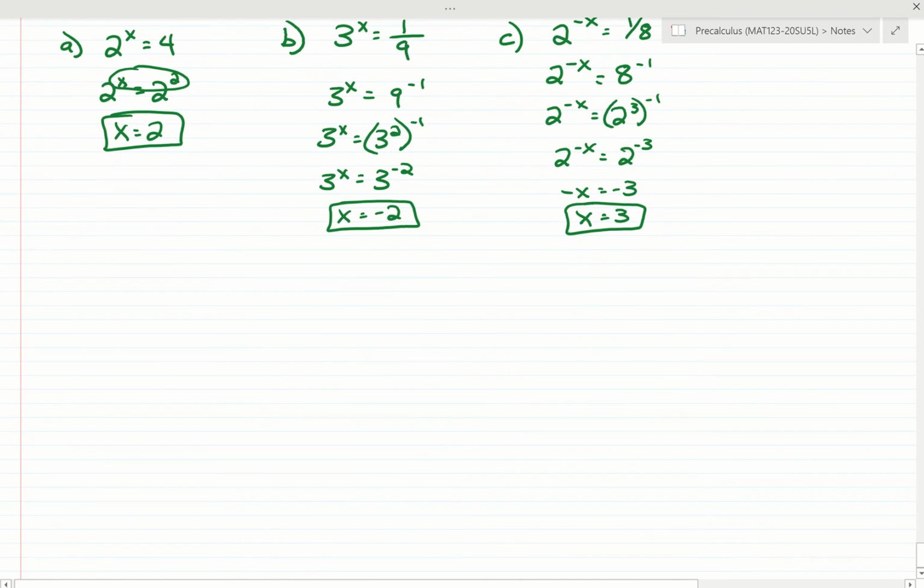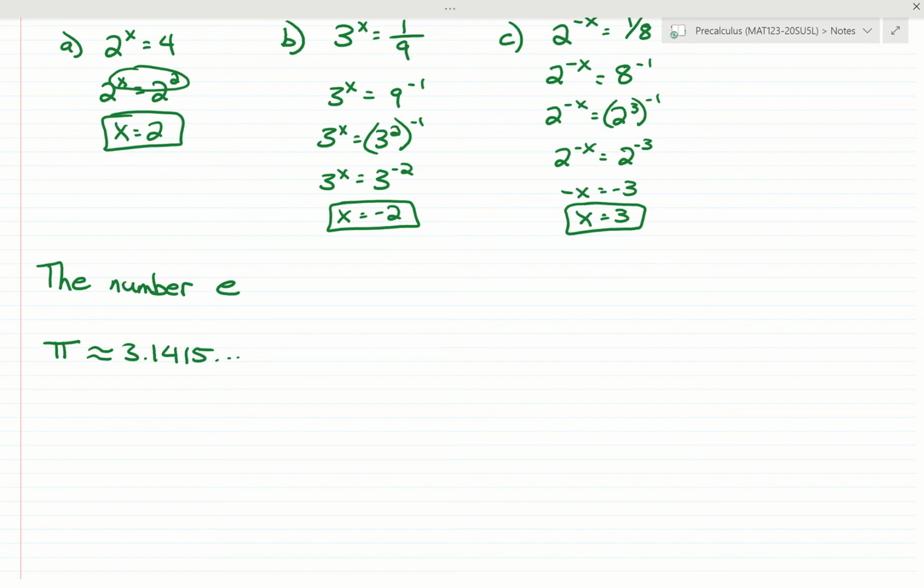All right, and let's move on to something else. I'll teach you a new key on your calculator. The number e. So remember, on your calculator you have a pi button, and pi is about 3.1415 whatever. Some people think pi means 22 over 7. I mean, that's close, but it's not exactly what it is.